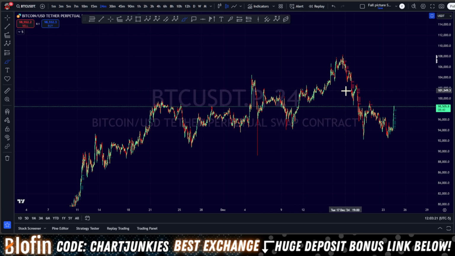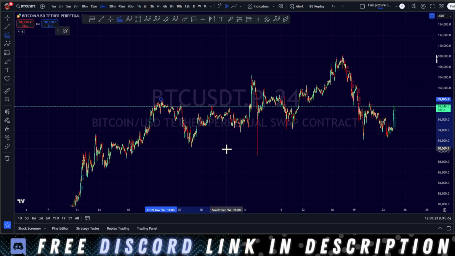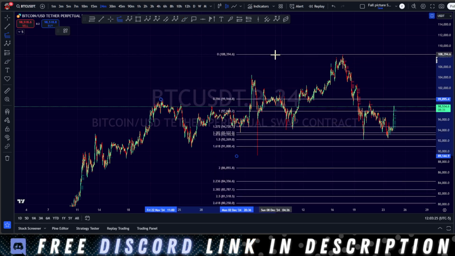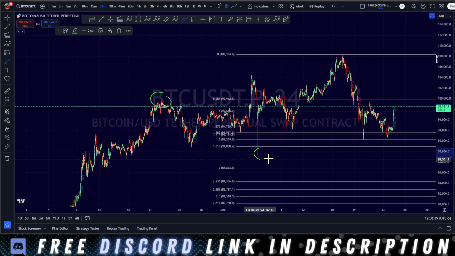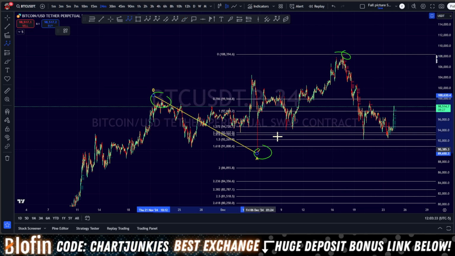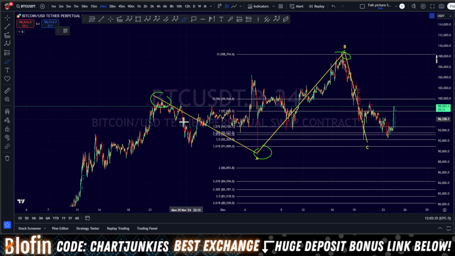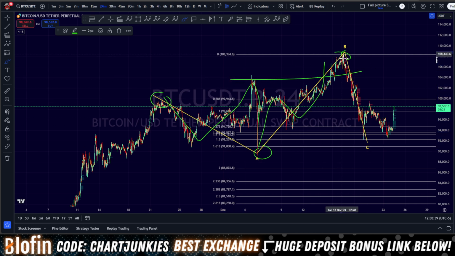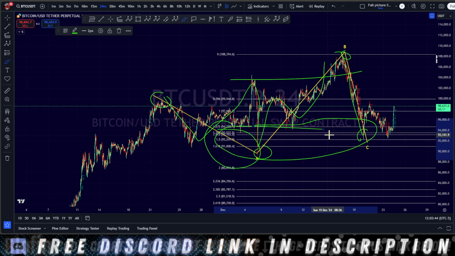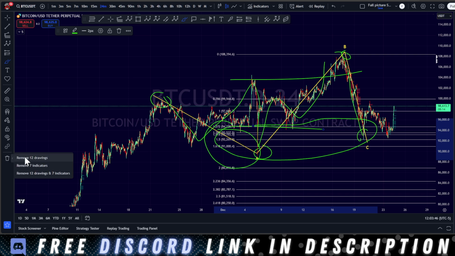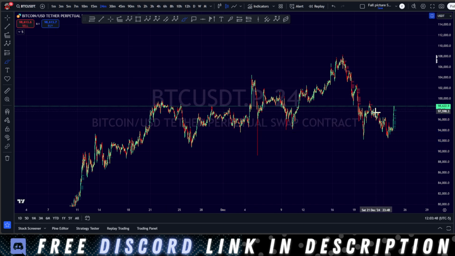Now, first thing we're going to go over is the complex flat correction. As you can see, these are our major swings. The count would be an A, B, C, in which we have a flat correction down, a correction up that broke the high, an impulsive wave to the downside right in our 1618 box right here. Okay? That is the overall structure that I would love to see play out.